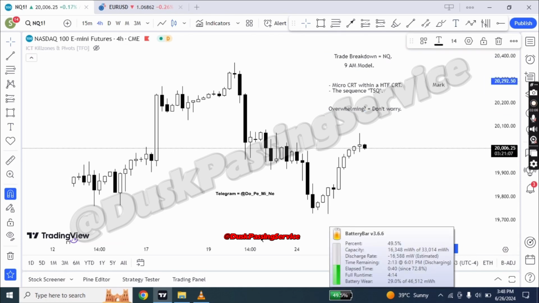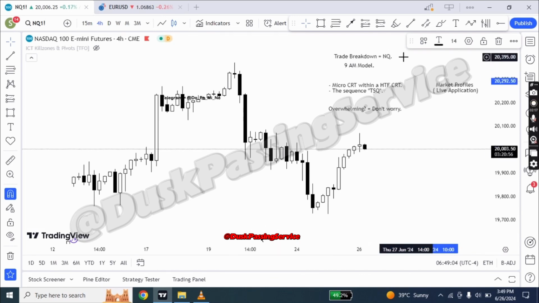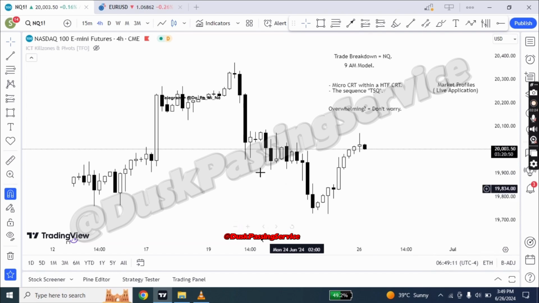Now first of all, I'm going to make sure that I integrate and explain this trade breakdown in terms of market profiles too, which were discussed in chapter 1, so that you can actually see how you can apply the knowledge that was given to you in chapter 1 and use it in the live markets and take trades based off of that, right?